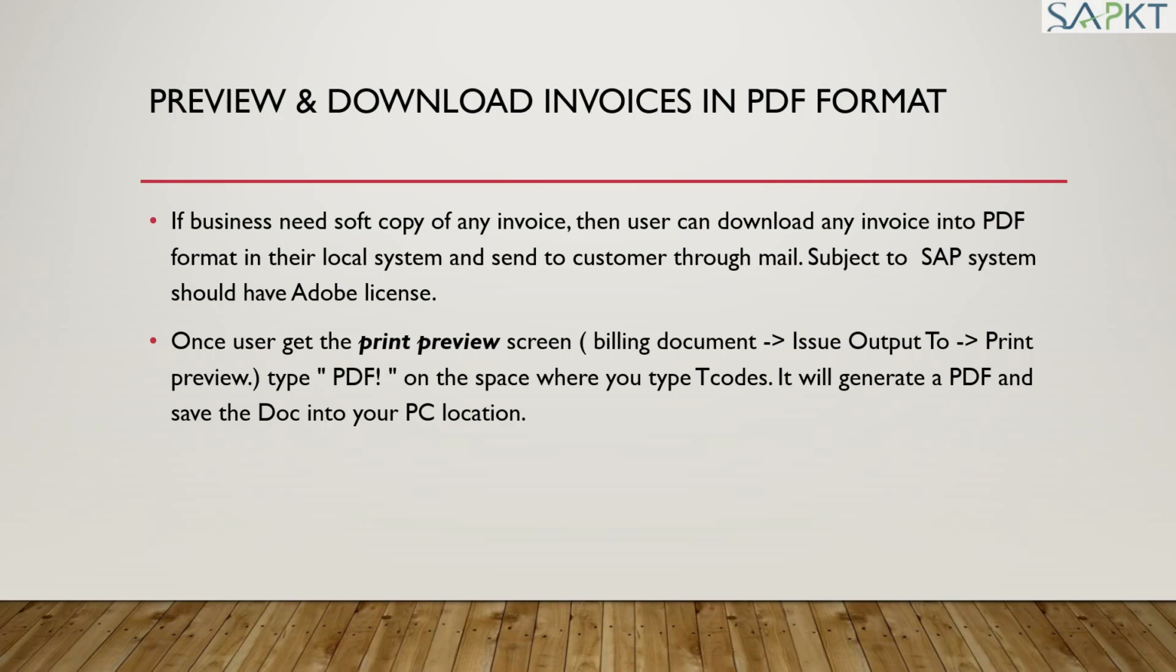For that, when in the billing document in SAP, the user reaches the print preview screen, in the Tcode space he has to type PDF and an exclamation symbol. Then it will generate the PDF preview screen. From there, you will get a save option, which can help to download the invoice into PDF format in their local system. Let's see how we will do it in SAP.